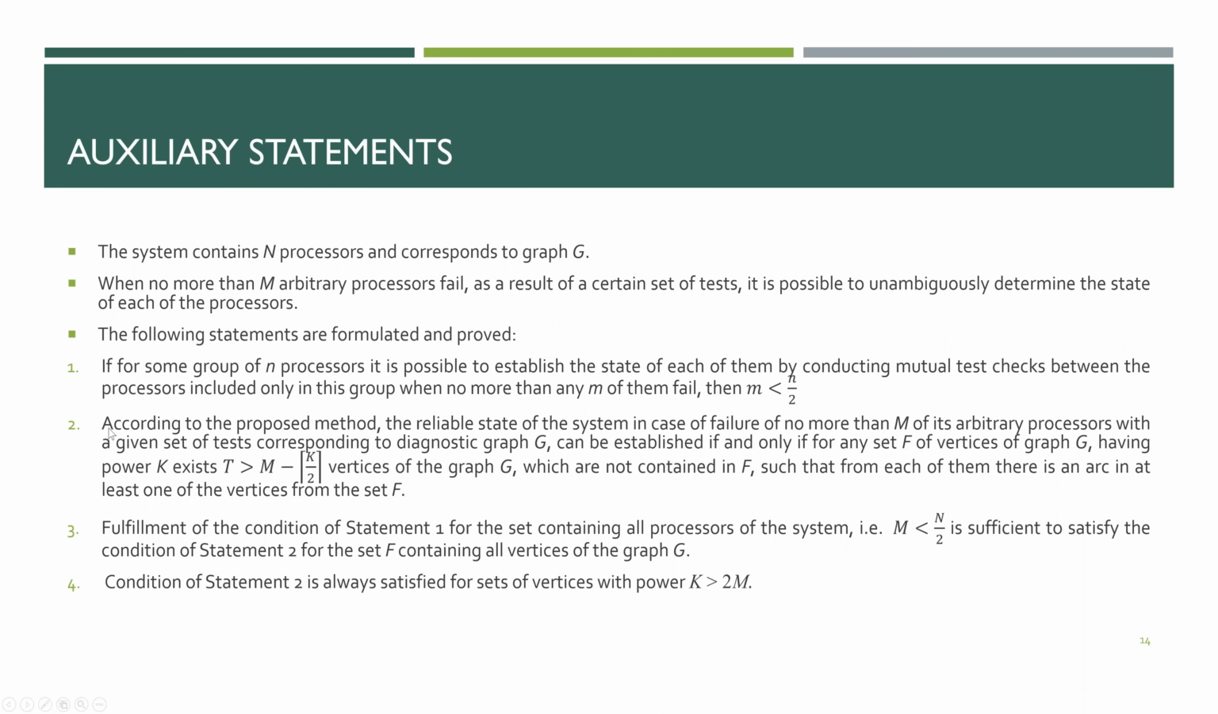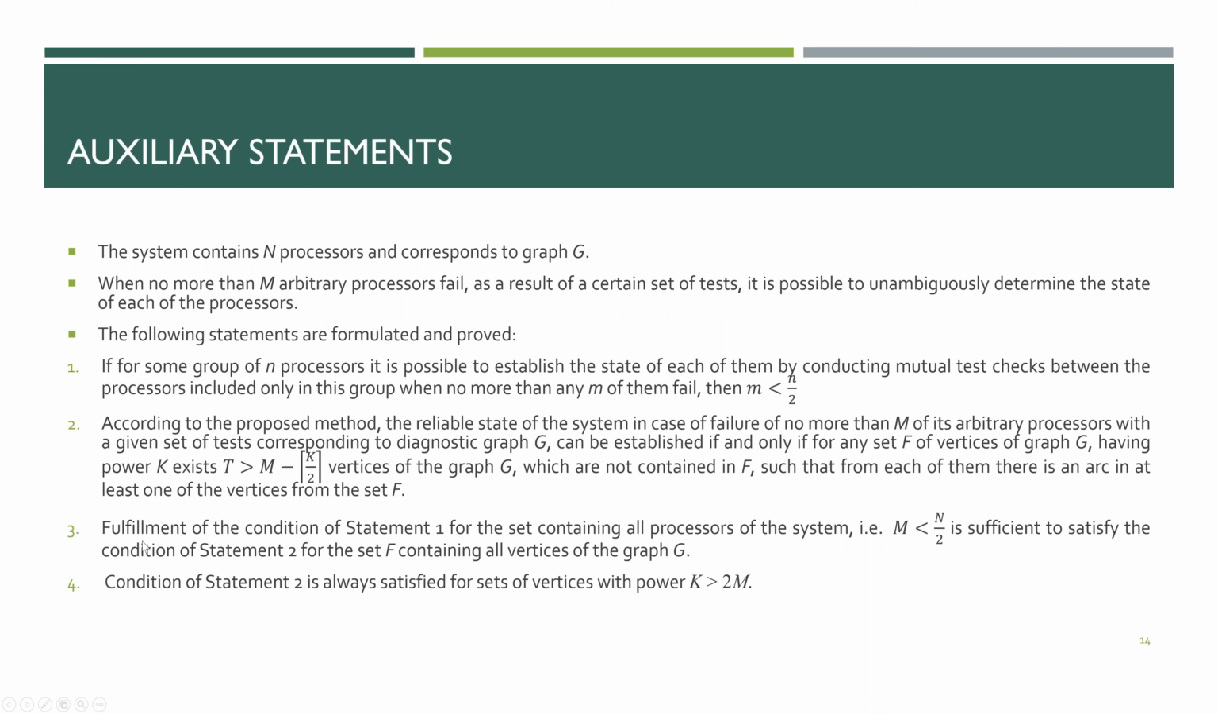The second statement is that, according to the proposed method, the reliable state of the system in case of failure of no more than m of its arbitrary processors, with a given set of tests corresponding to diagnostic graph G, can be established if and only if for any set F of vertices of graph G having power k there exist t vertices of the graph G, not contained in set F, such that from each of them there is an arc to at least one of the vertices from the set F. And there is a constraint for t presented on the slide. So it's a rather difficult formulation.